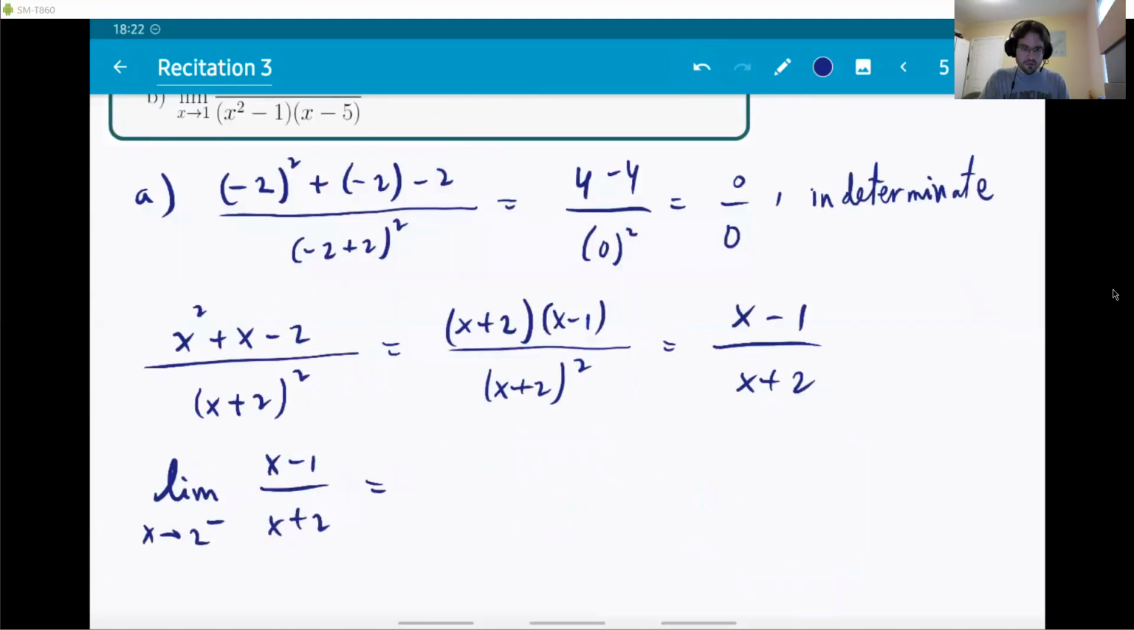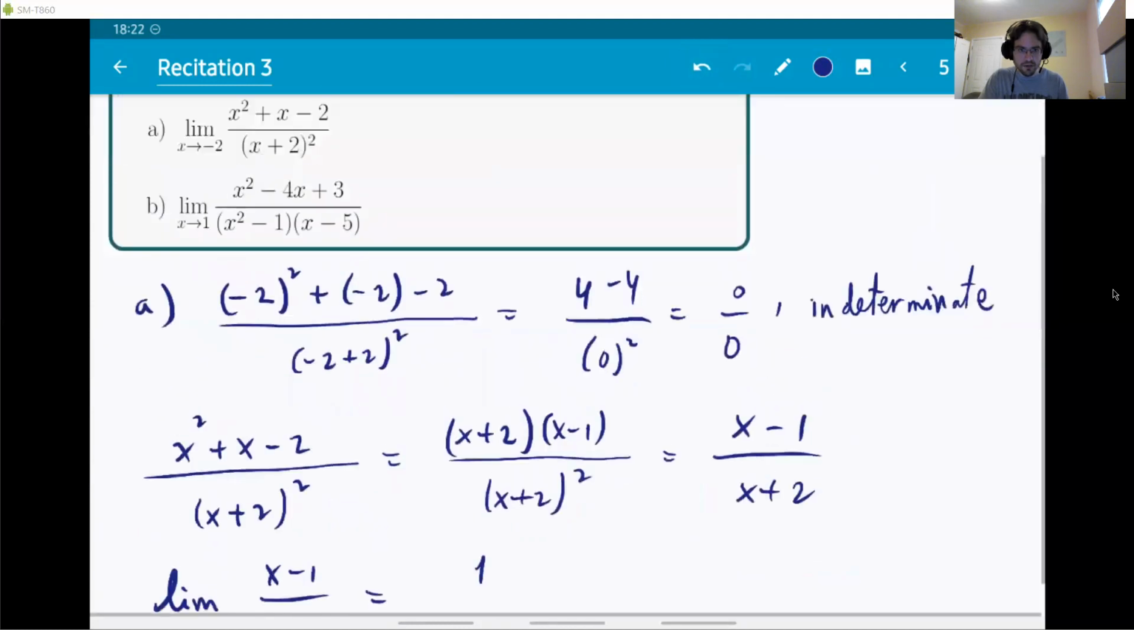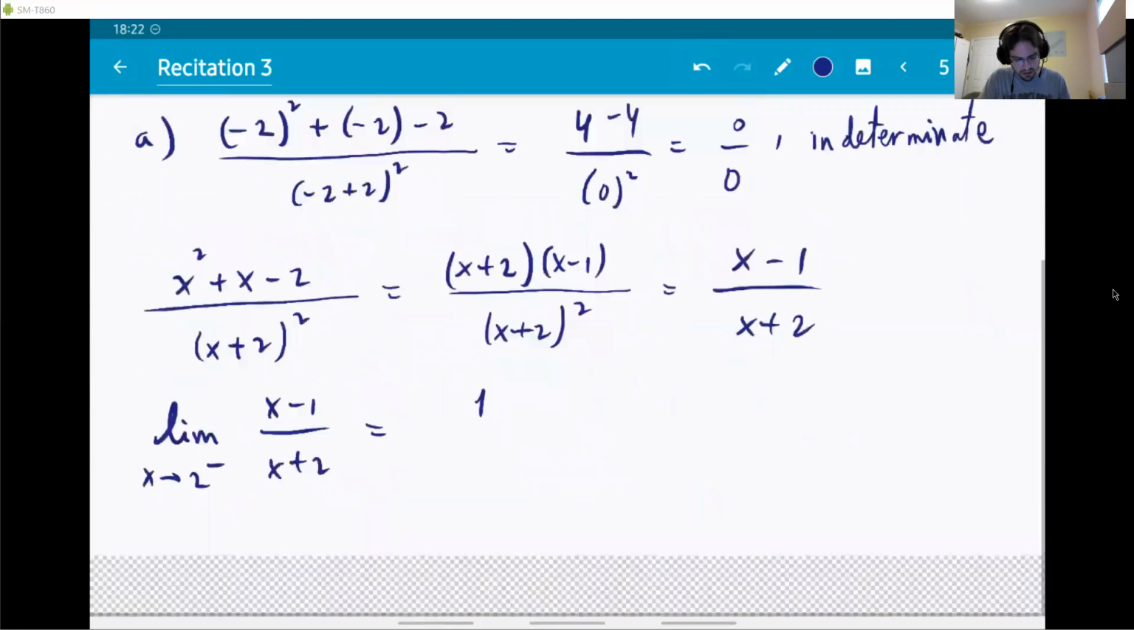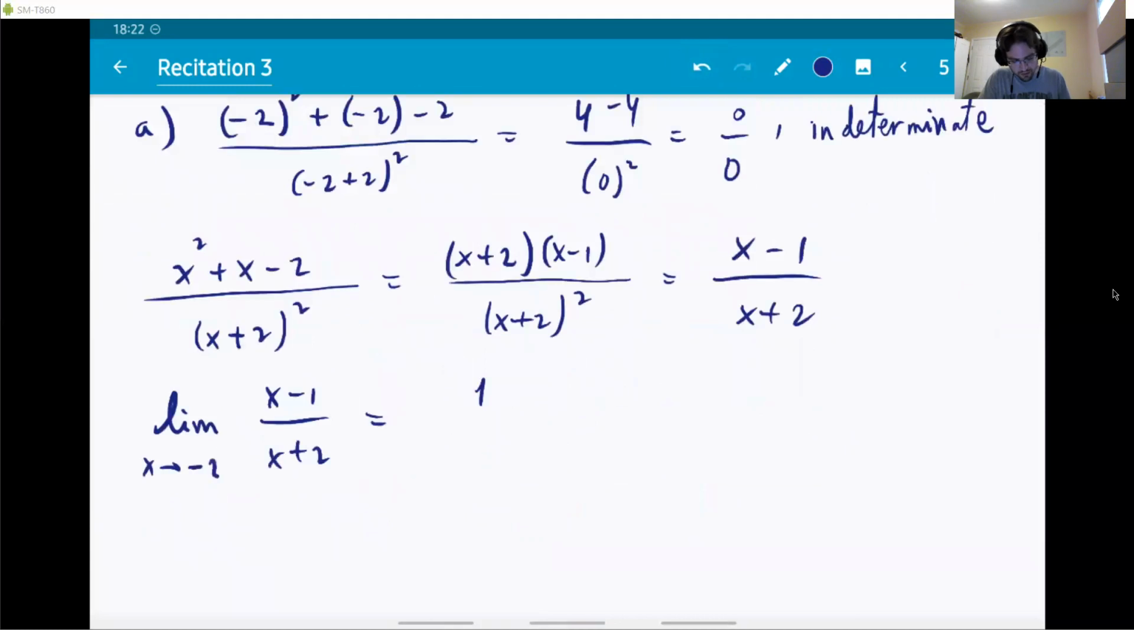So limit as x approaches 2 from the left. 2 minus 1 upstairs is just 1. Sorry, this was not a 2, it was a -2. My bad. -2 from the left. So let's try this again. Numerator -2 minus 1 is -3. And we are divided by 0. Okay, so now we can see this is going to give you an infinite limit.